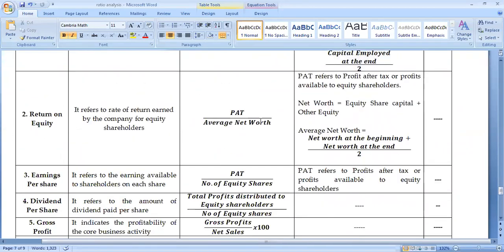Return on equity. So profit after tax will be considered, and it is a rate on which the return which will be earned out of the company for equity share capital will be taken into consideration. Okay, so profit after tax will be compared with average net worth.